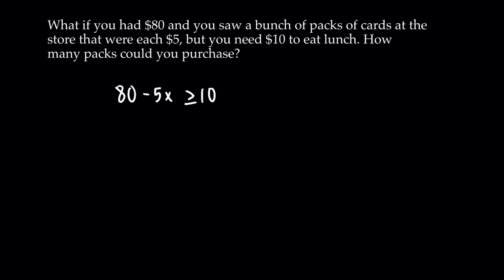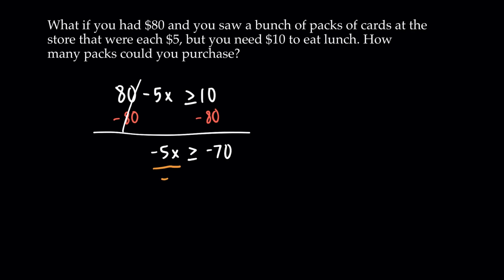If I was solving this, I would subtract 80 from both sides. When you do that, you get negative 5x is greater than or equal to 10 minus 80, which is negative 70. Then we're going to divide by negative 5 here. Please do not add 5. When we do this, these cancel, we get x. And don't forget, we divided by a negative number, so this sign needs to flip. So x is less than or equal to negative 70 over negative 5, which is 14.